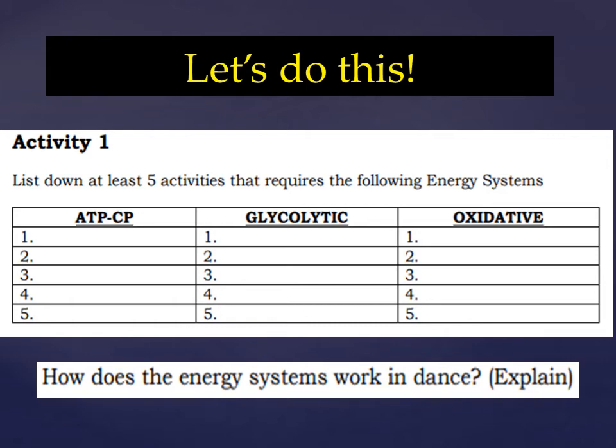List down at least 5 activities that require the following energy system. For the first column, as you can see, we have ATP-CP. For the second column, we have glycolytic, and in the third column, we have the oxidative. All you need to do is to give at least 5 activities under these body systems. And after that, kindly answer the question, how do the energy systems work in dance? Explain.